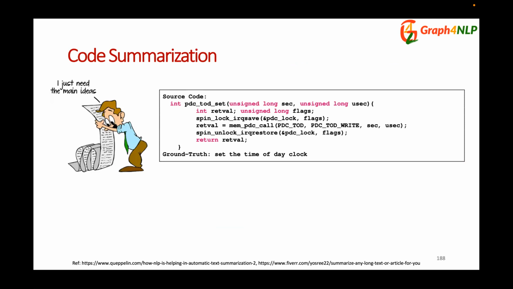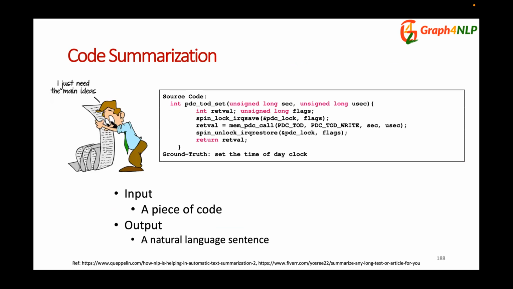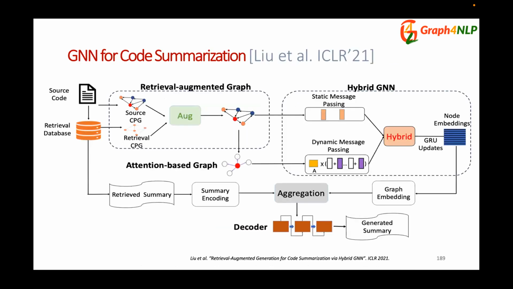This task aims to generate a natural language sentence which can summarize the input piece of code. This ICLR 2021 paper also applied the GNN-based graph-to-sequence framework for the code summarization task.